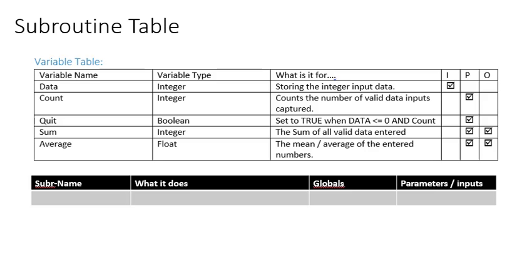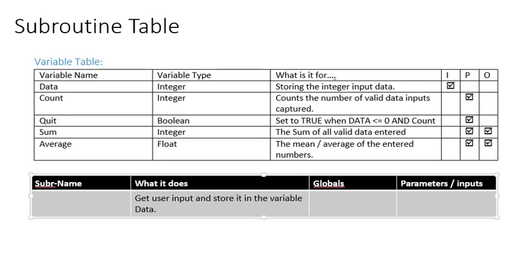Right, so we have now our data variables table. We're now going to look at how do I break this down into subroutines to make that make sense. The answer to the question is you need to break it down by starting off by answering the question what it does. What does it do? So just looking at my variable table, I obviously have a data variable, and so I will need something which is an input. I will need something to get the user input and store it in the variable data. That is going to be my first subroutine.